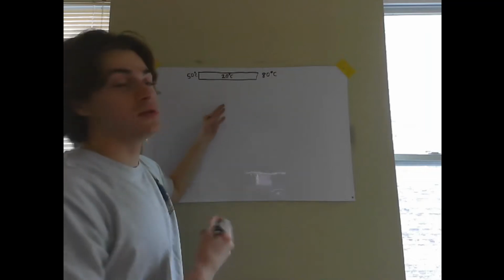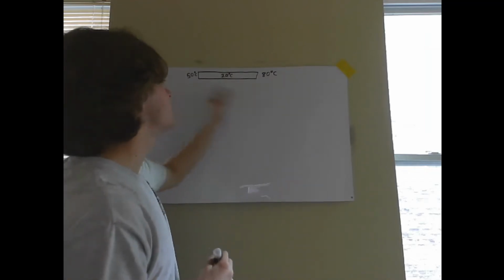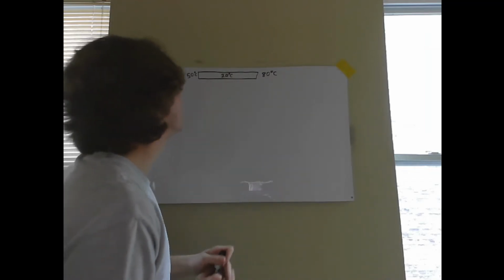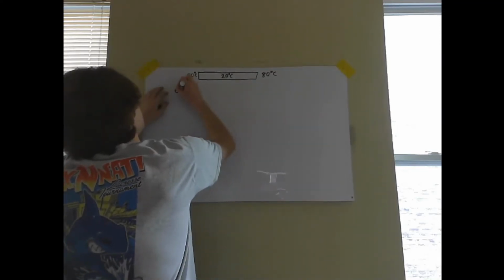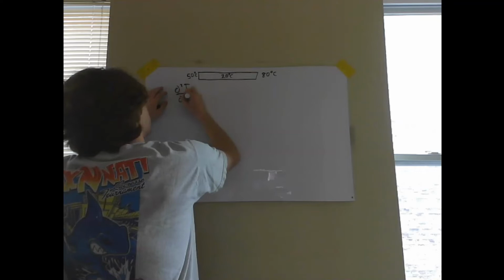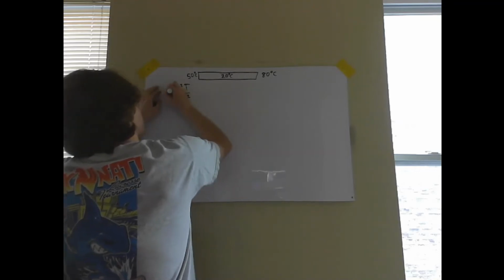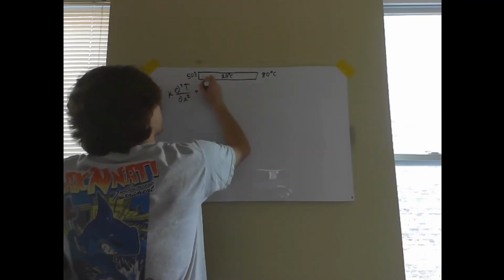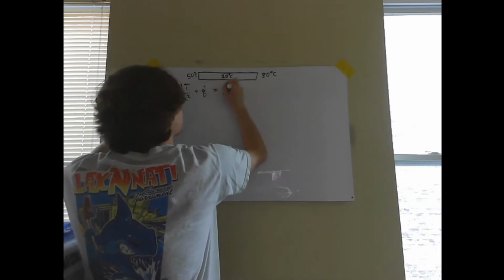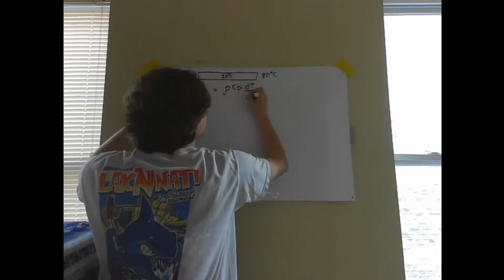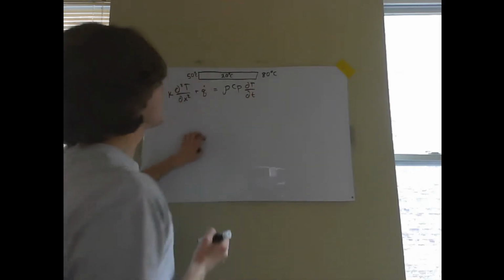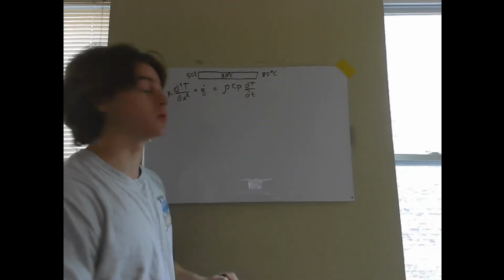And then we'll be able to use Python to show how the temperature of this bar changes with time. So I'm just going to go ahead and rewrite the heat diffusion equation from the last part of the video. And now we can go ahead and apply it to our problem.